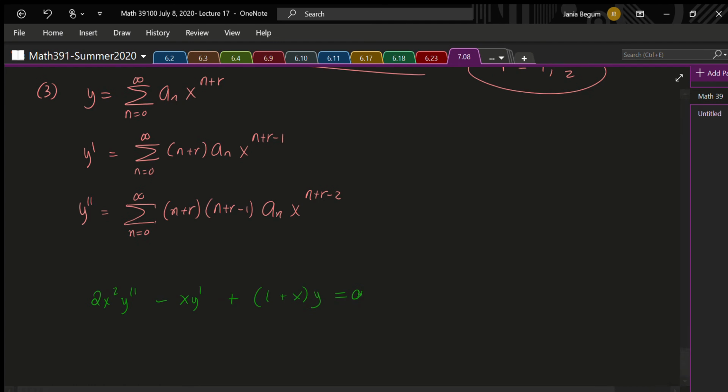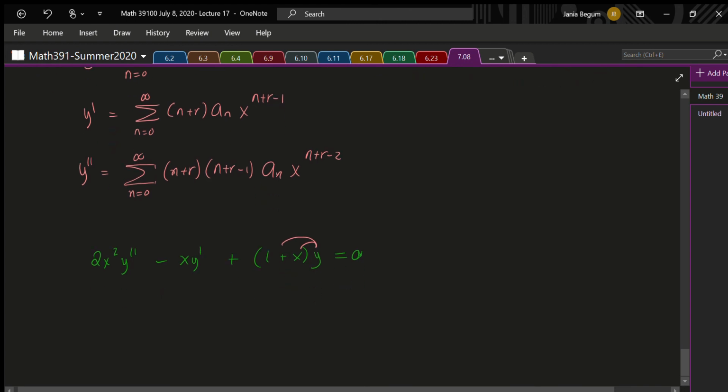So we have 2x squared y double prime. I'm going to distribute the y for the last term, so that we have two different expressions instead of one. So just rewriting one more time, we have 2x squared y double prime minus x y prime plus y plus x y equals 0. Okay, now let's plug in these summations.